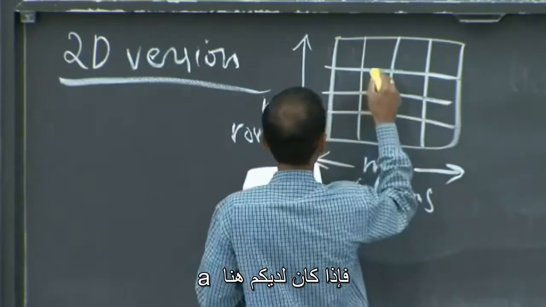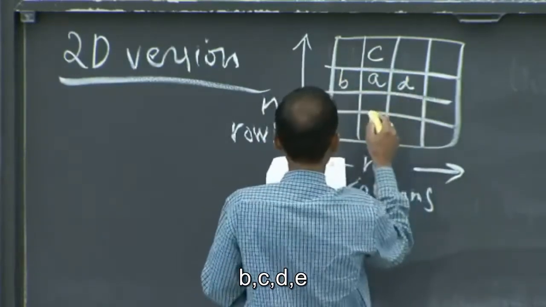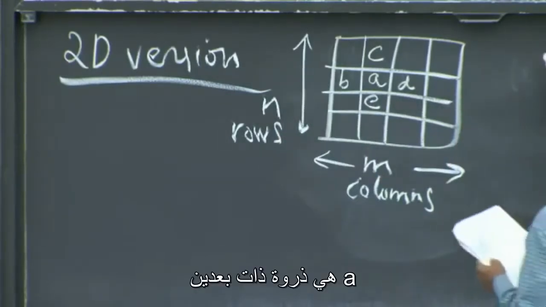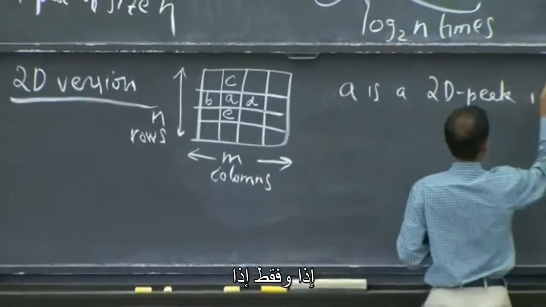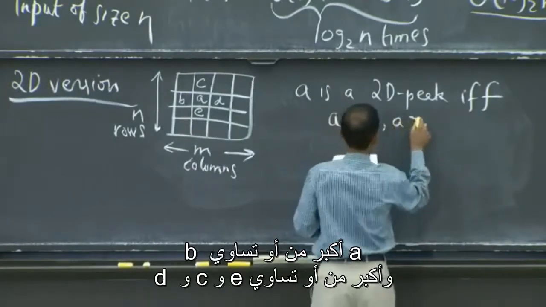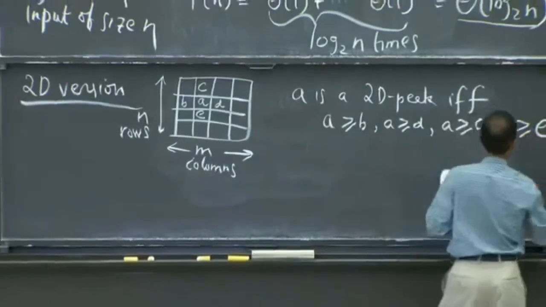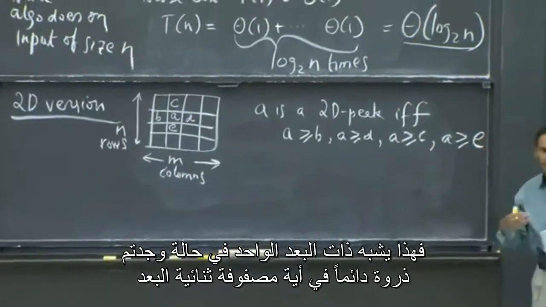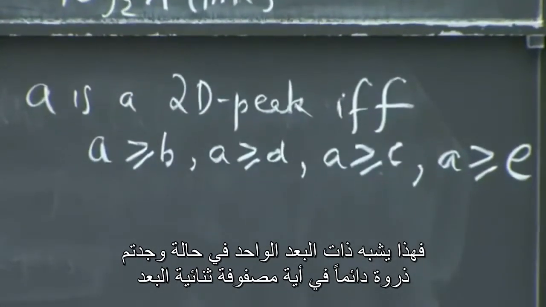So if you had A in here, with C, B, D, E around it, then as you can guess, A is a 2D peak if and only if A is greater than or equal to B, D, C, and E. So it's a little hill up there. Again, I've used greater than or equal to here, similar to the 1D case, so that you'll always find a peak in any 2D matrix.